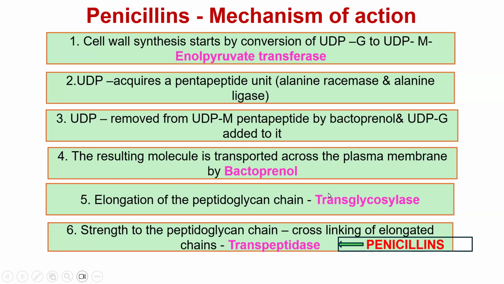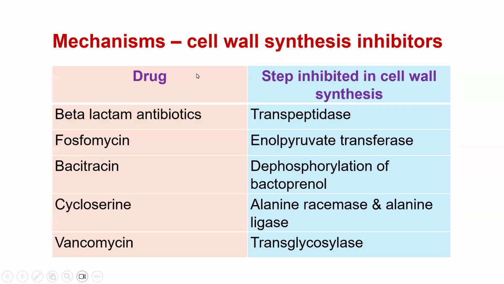This transglycosylase is inhibited by vancomycin. So these two are very important. Remember these two: penicillins act by inhibiting transpeptidase, vancomycin acts by inhibiting transglycosylase. I think we will share the PPT at the end, so you can refer to this.